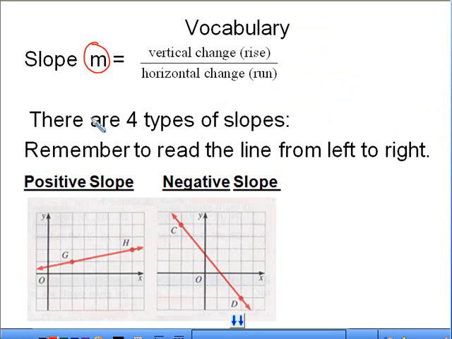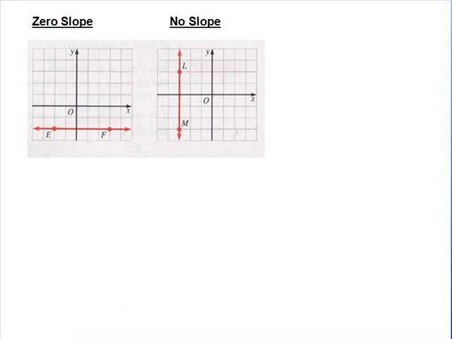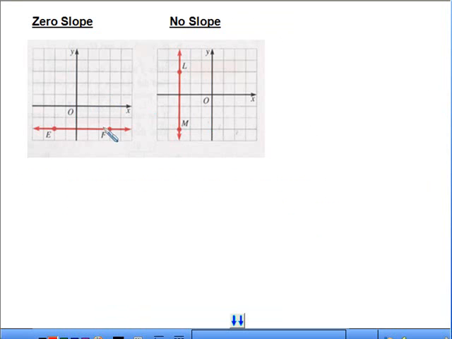Now there are 4 types of slope. There's positive slope and negative slope. How do you know if it's positive slope? Read the line from left to right, the same way we read a book. Going from left to right here, the line goes up, so it's positive. Over here, going from left to right, the line goes down, so it's negative. Here, going from left to right, this is just a flat horizontal line, so there's no change at all. So M is equal to 0.